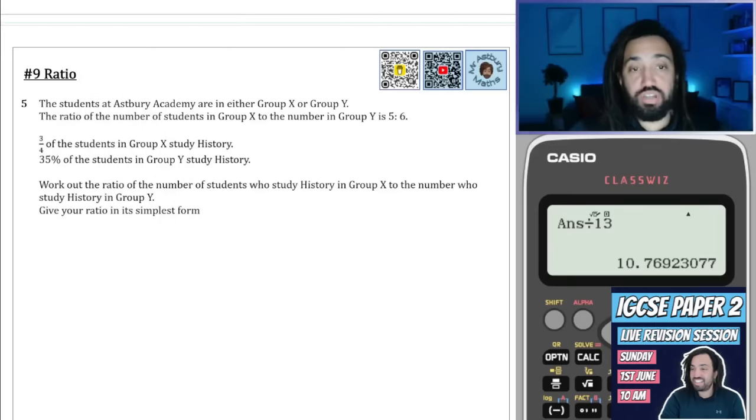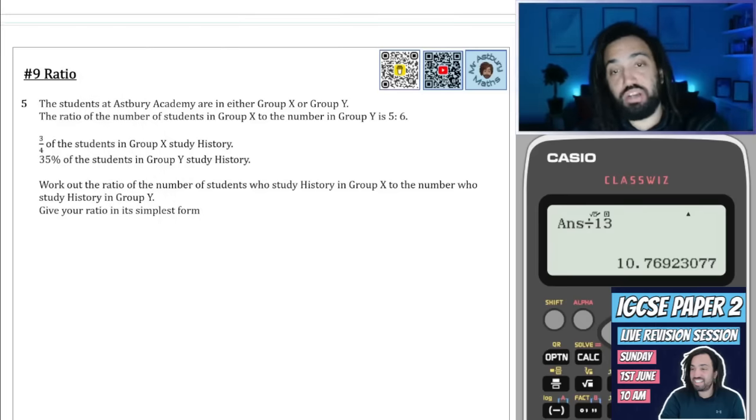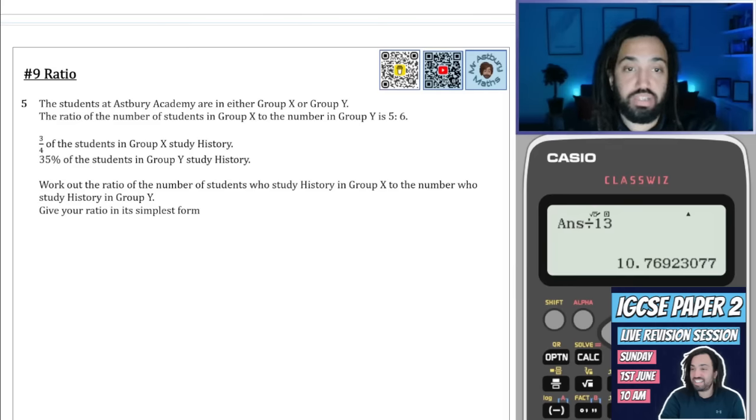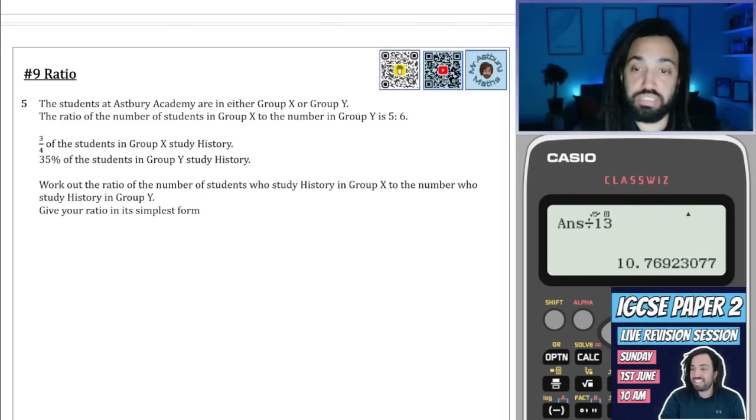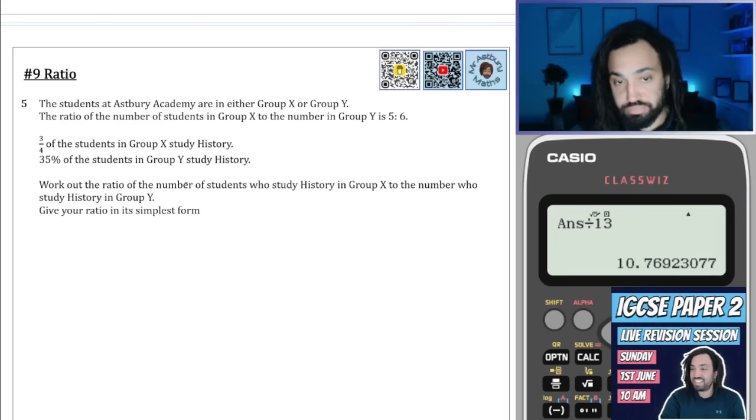Perfect. Question 5. The students at Asbury Academy are either in Group X or Group Y. The ratio of the number of students in Group X to the number in Group Y is 5 to 6. 3/4 of the students in Group X study history and 35% of students in Group Y study history. Work out the ratio of the number of students who study history in Group X to the number who study history in Group Y.